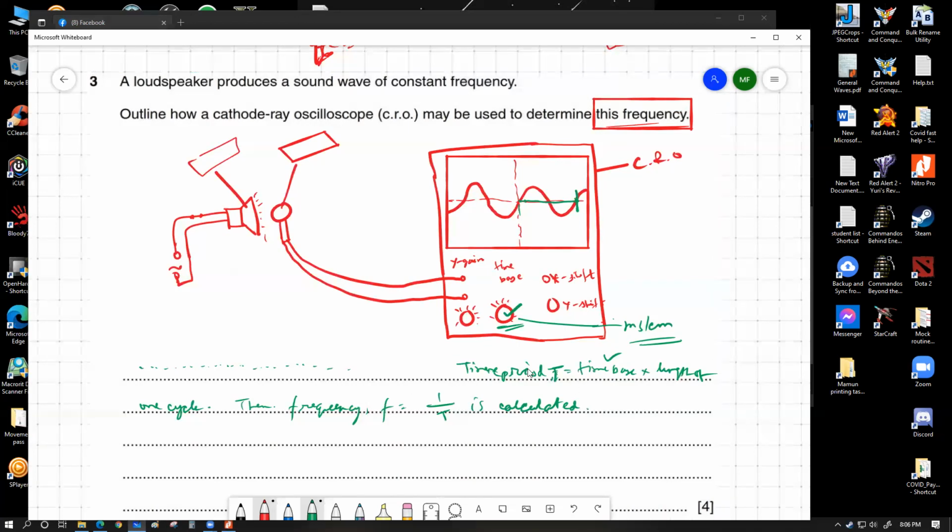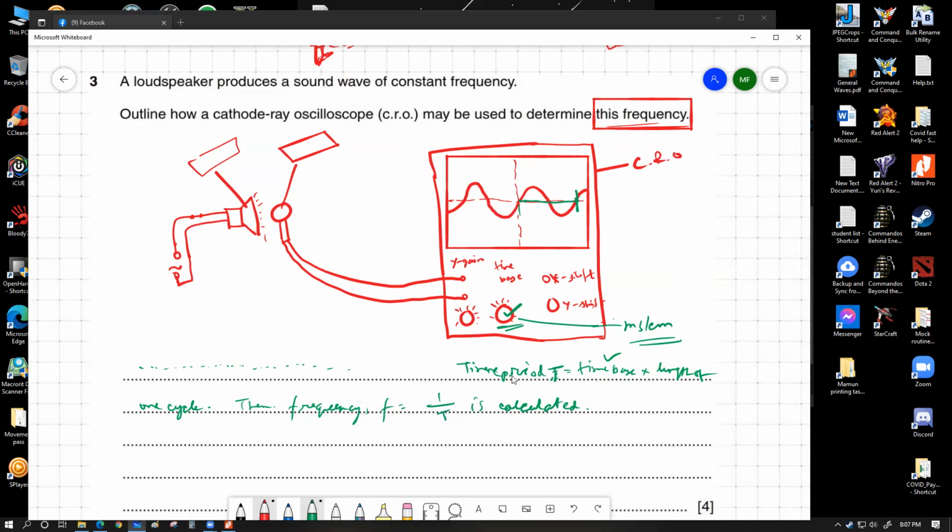That's very important. Examiners will look out for the most common mistake, whether the students bring in anything about the y gain or the y input in the time period calculation, because time period calculation is by no means related to the y gain or y inputs or y shift. That's what the examiners are looking for.